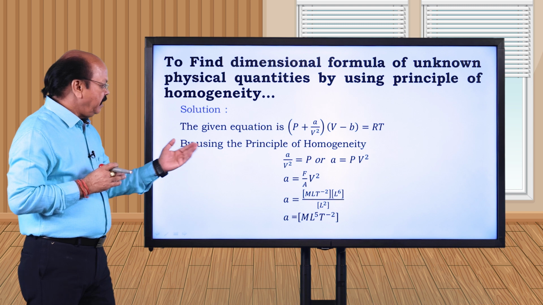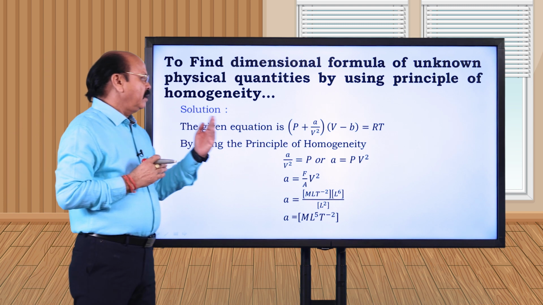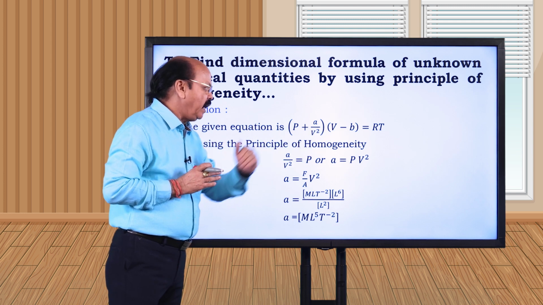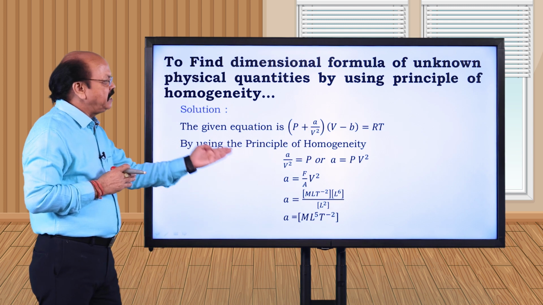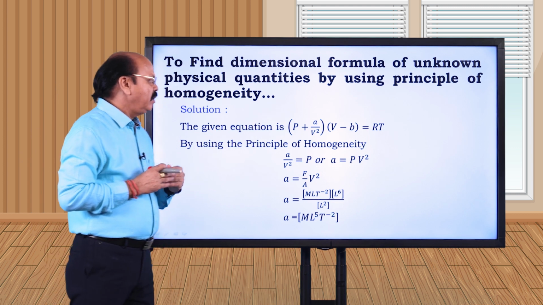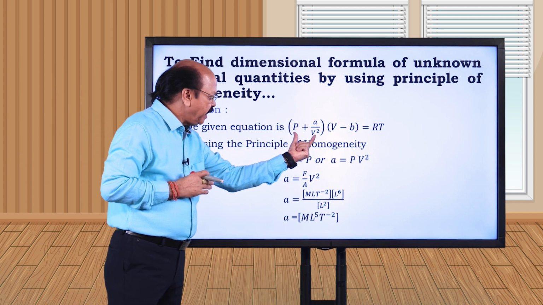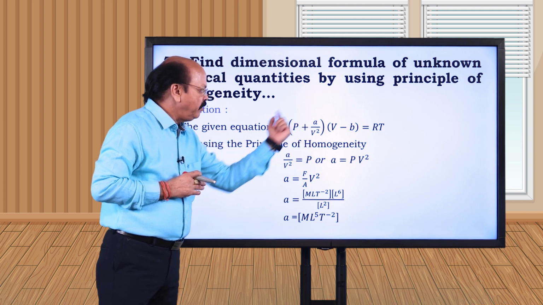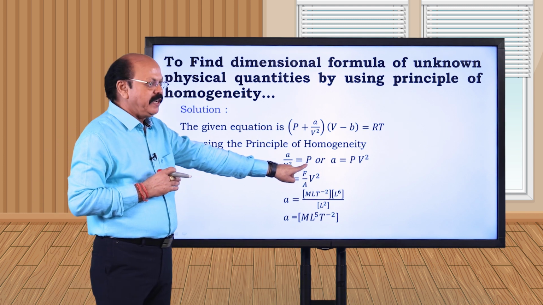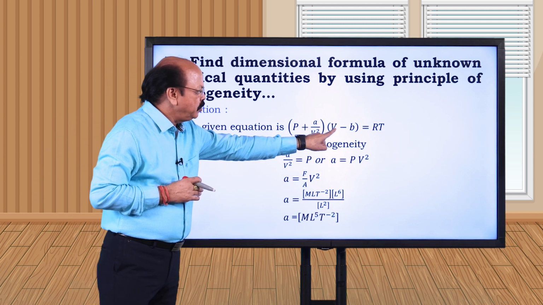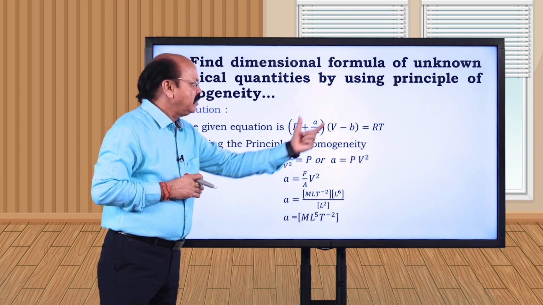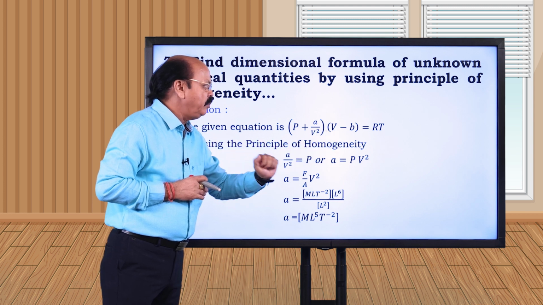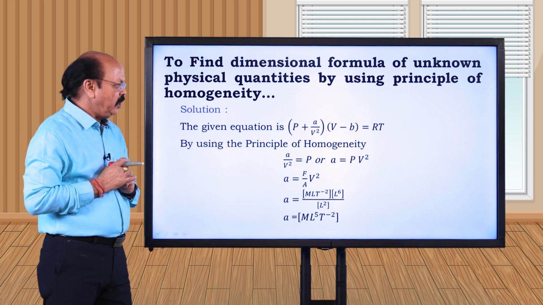Now, in the given equation (P + a/V^2)(V - b) = R T, we have to apply the principle of homogeneity. So, here you see that in the first bracket, pressure can be added with pressure. So, that is why a/V^2 must be equal to pressure. In the second bracket you see V - b. So, the same physical quantity can be subtracted. So, volume can be subtracted from volume. So, that is why b is volume.